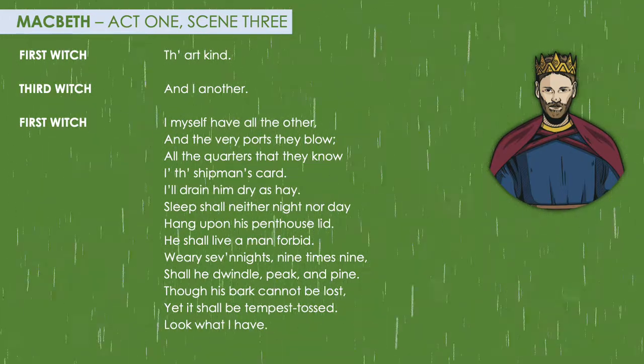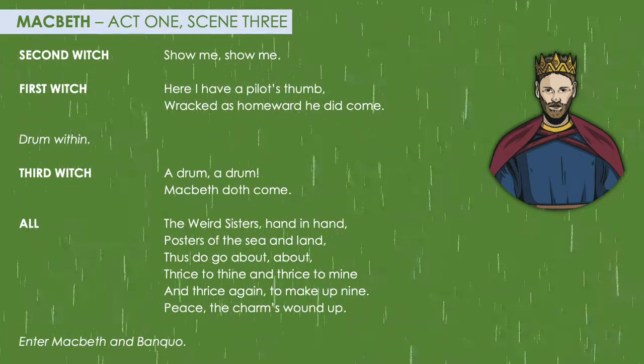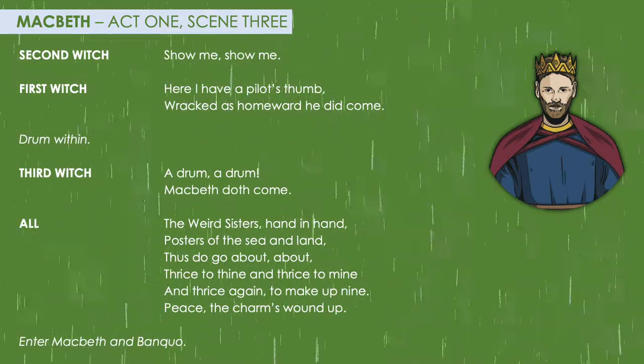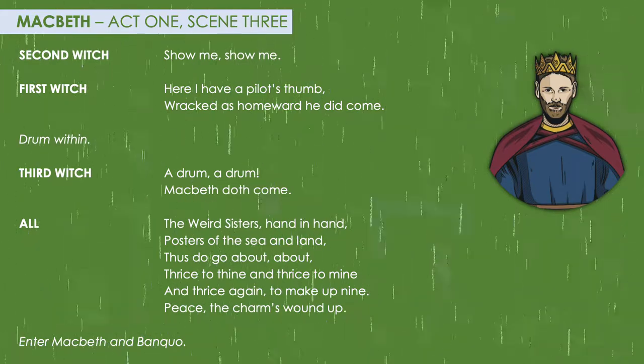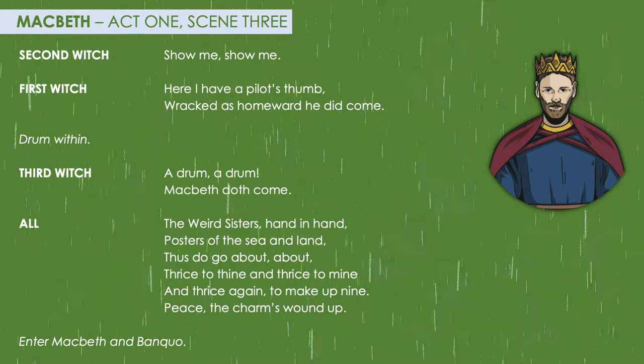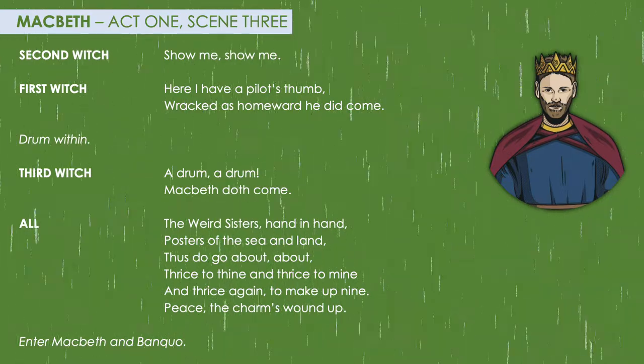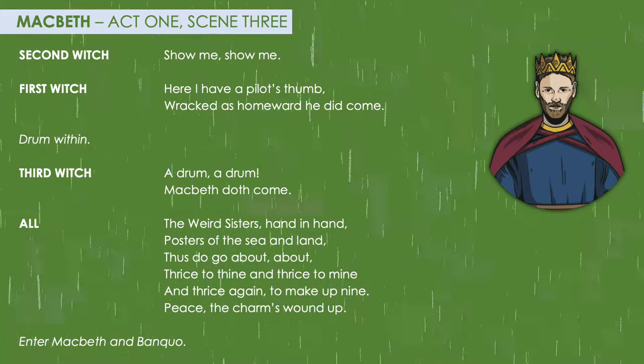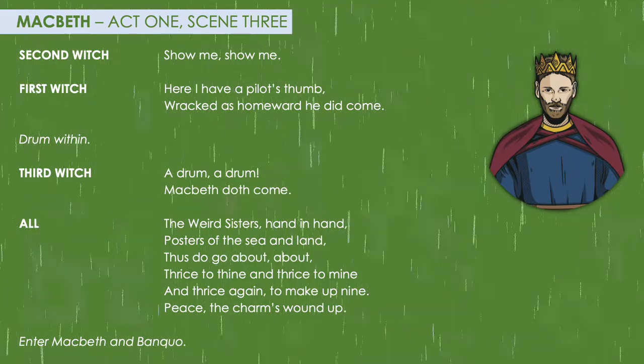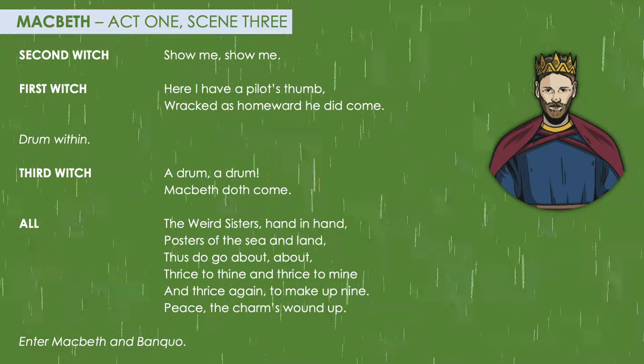Look what I have. Show me, show me. Here I have a pilot's thumb, wrecked as homeward he did come. Drum within. A drum, a drum, Macbeth doth come. The weird sisters, hand in hand, posters of the sea and land, thus do go about, about, thrice to thine and thrice to mine, and thrice again to make up nine. Peace, the charm's wound up.